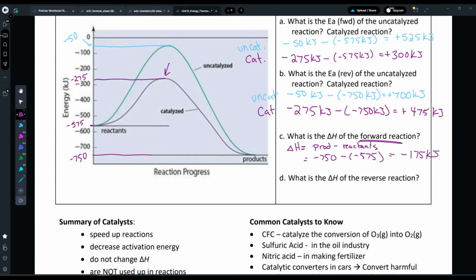And then what is the change in enthalpy for the reverse reaction? Well, all we need to do is take that negative 175 for the change in enthalpy of our forward reaction and just flip the sign from a negative to a positive.